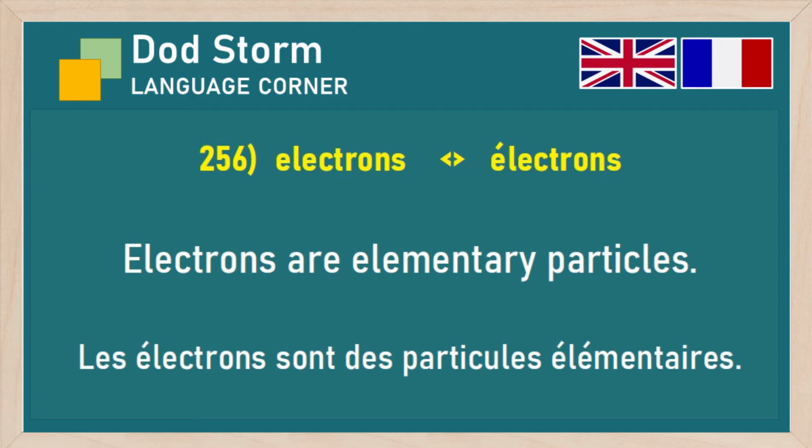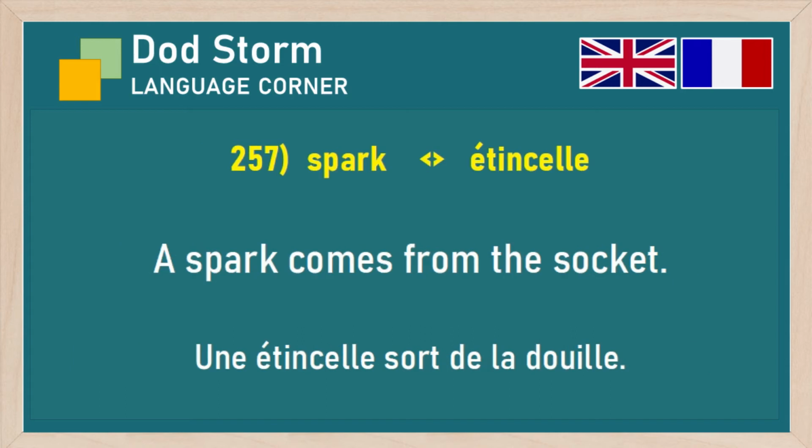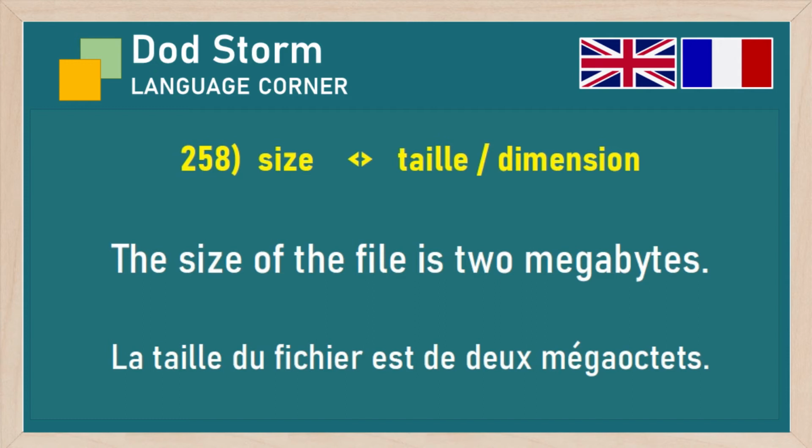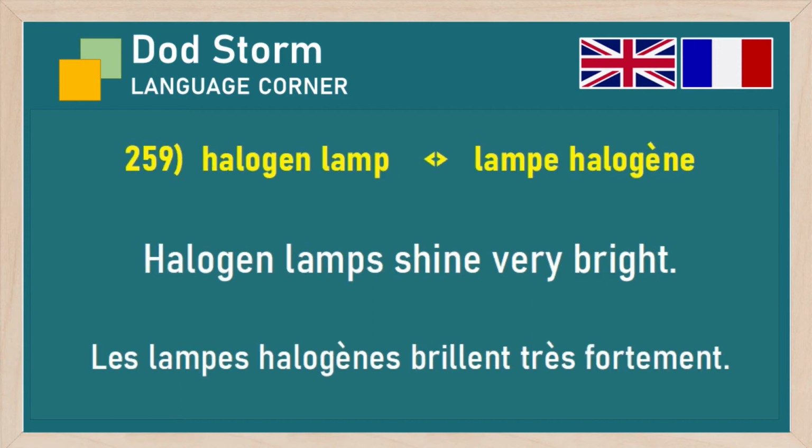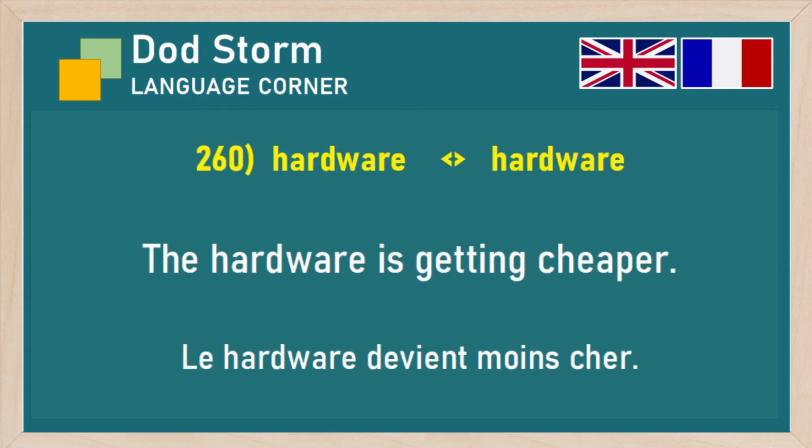Electrons are elementary particles. A spark comes from the socket. The size of the file is 2 megabytes. Halogen lamps shine very bright. The hardware is getting cheaper.